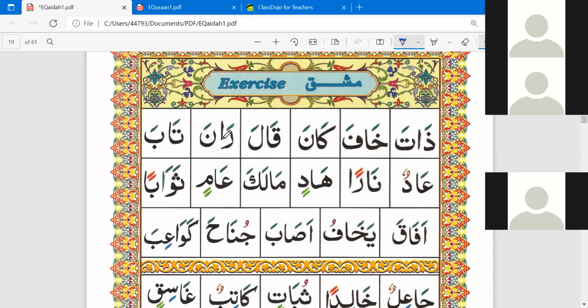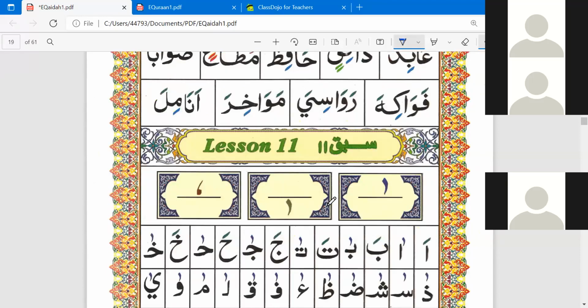Ro, I cannot join ro with alif together. You know, I told you ro, we can't join anything after it. So that's why it's ro na. Look at this. Taba, taba. This is adun. All these are what? Alif mad. Okay.